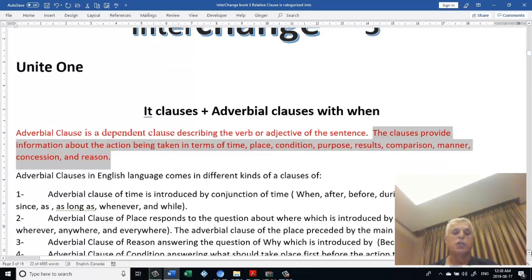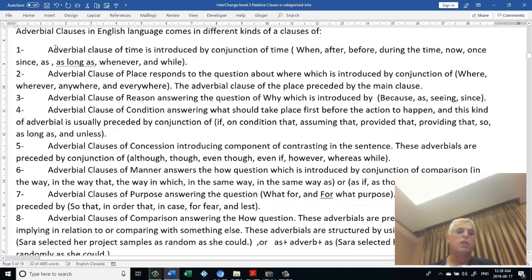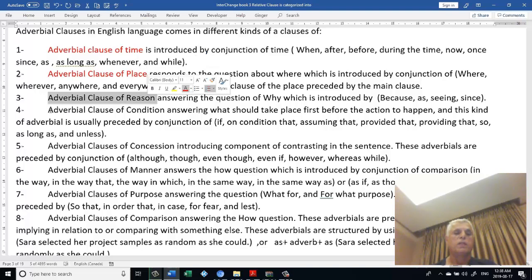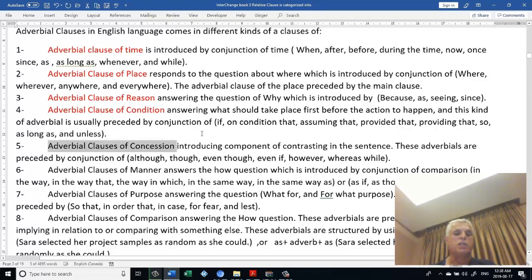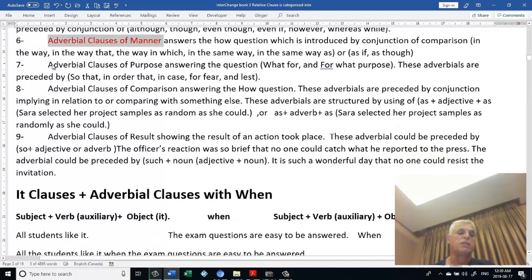Adverbial clauses in English come in different kinds. We have this as maybe it could be extra for you. We have adverbial clauses of time. Then we have adverbial clauses of place, then reason, then condition, then concession, then manner. Then number 7, we have adverbial clauses of purpose. Then comparison. Then the last one, we have adverbial clauses of results.